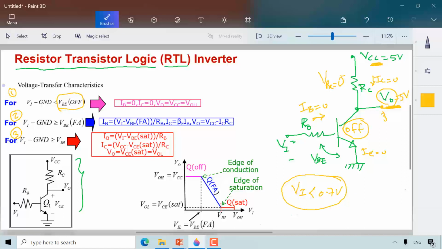So look at this series of events. One thing is causing another. Because we are controlling this device through the input, if the input is less than 0.7, the transistor is in the cutoff region. Therefore, the voltage drop across the RC resistor is 0. Therefore, the output voltage is 5 volt, equal to the power supply.